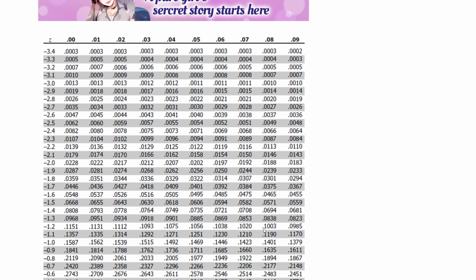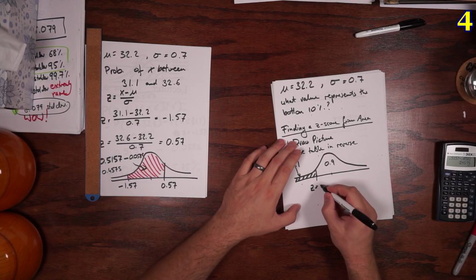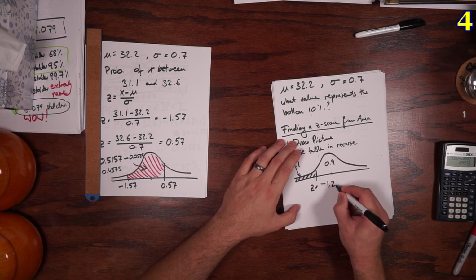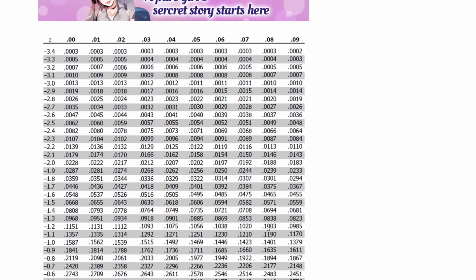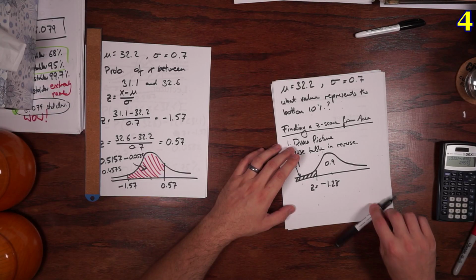So it's negative 1.28. The z-score here is negative 1.28. Again, how do I get it? I find 0.1 right here because that's our probability, and then go negative 1.28. So this is our z-score.